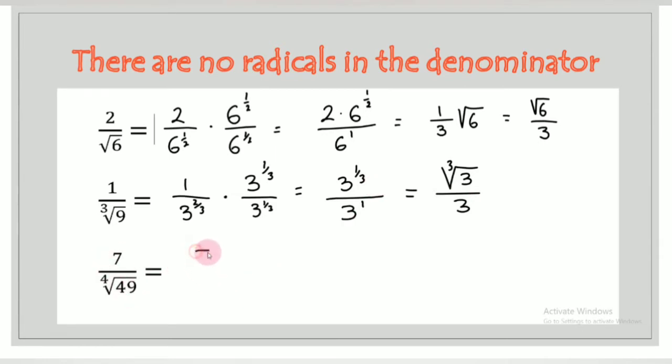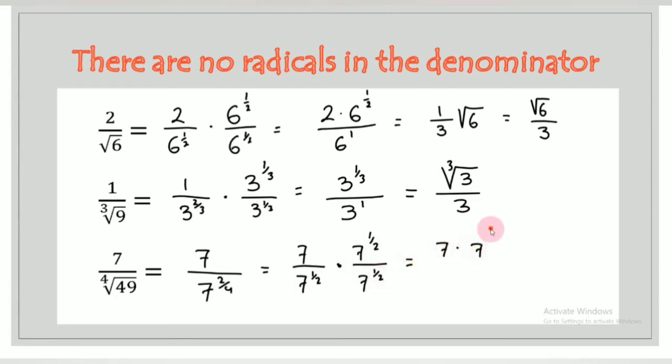And this is the last one. 7 over, this one is 7 to the power of 2 over 4. Well, I can simplify the exponent in the denominator, so it is 7 over 7 to the power of half. Since it is still a fraction exponent in the denominator, I need to multiply by 7 to the power of half over 7 to the power of half. And I can simplify it, because the radical in the denominator is gone. So this is the simplest form. That's how you get rid of the radicals in the denominator.